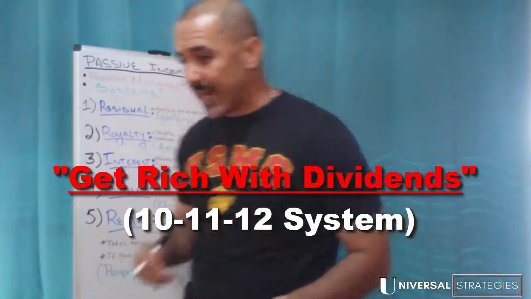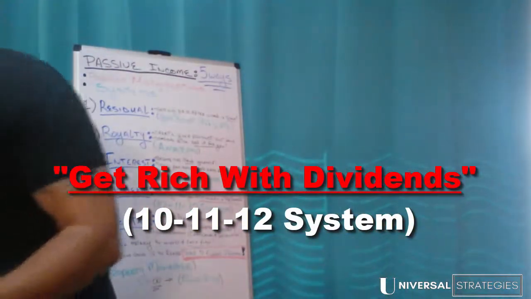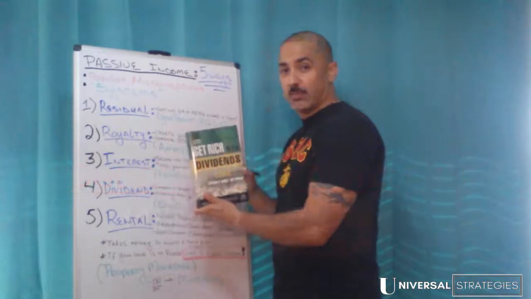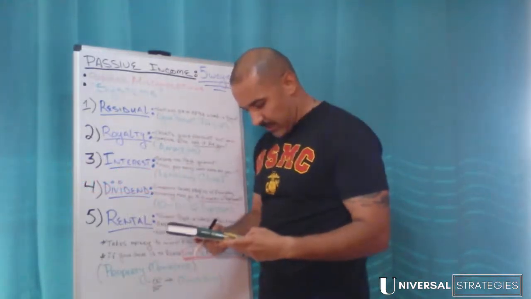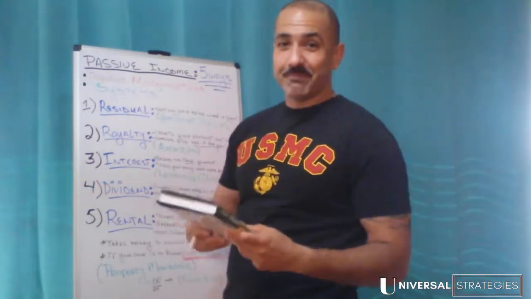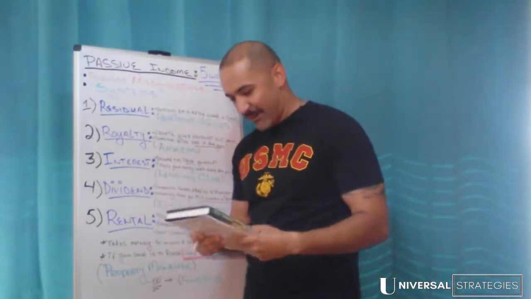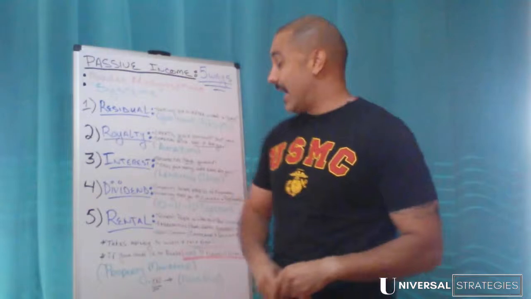And the book I read, I actually got it here, it's called Get Rich with Dividends. The author's name is Mark Lichtenfeld. Don't kill me if I'm not pronouncing that right. But it's an awesome book. I started reading it, and I couldn't put it down.